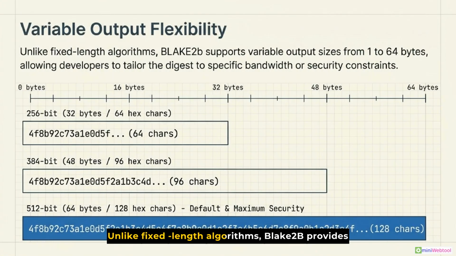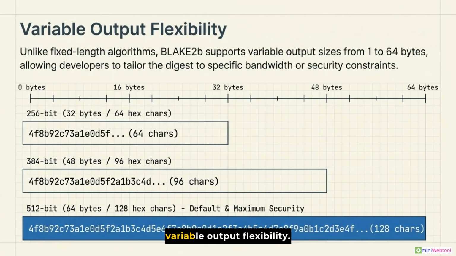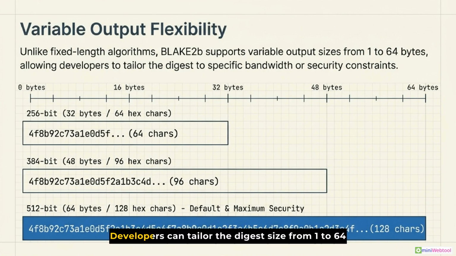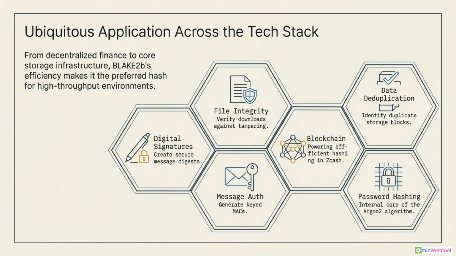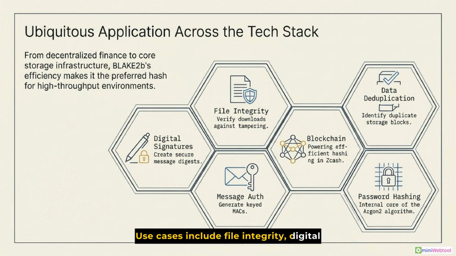Unlike fixed-length algorithms, BLAKE2b provides variable output flexibility. Developers can tailor the digest size from 1 to 64 bytes to meet specific bandwidth or security constraints. BLAKE2b's efficiency makes it applicable across the tech stack for high-throughput environments. Use cases include file integrity, digital signatures, blockchain, data deduplication, and password hashing.